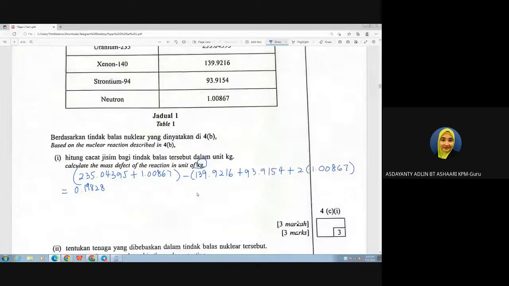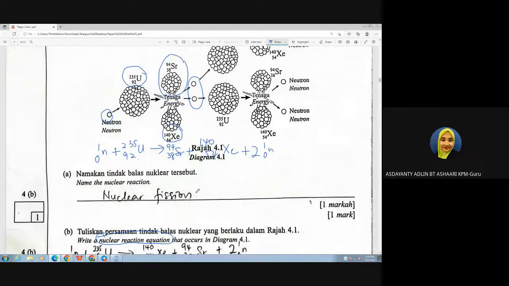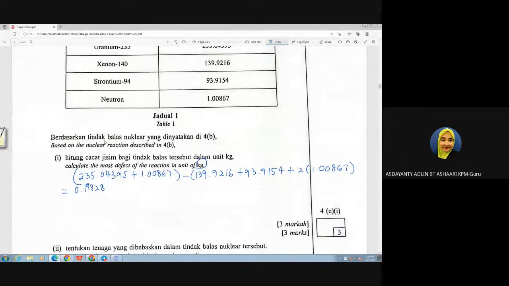Mana dia tak bagi kat sini. So kalau dia tak bagi, sebenarnya ada dekat bahagian formula tu lah. Depan tu. Macam ada ke dia bagi kat sini? Tak ada. Tak ada pula. Ada bagi formula je. Okay, never mind. Convert je lah. 1.66 times 10 power of, dia tak bagi ya. Sepatutnya dia bagilah dalam soalan ni. 1.66 times 10 power of negative 27.